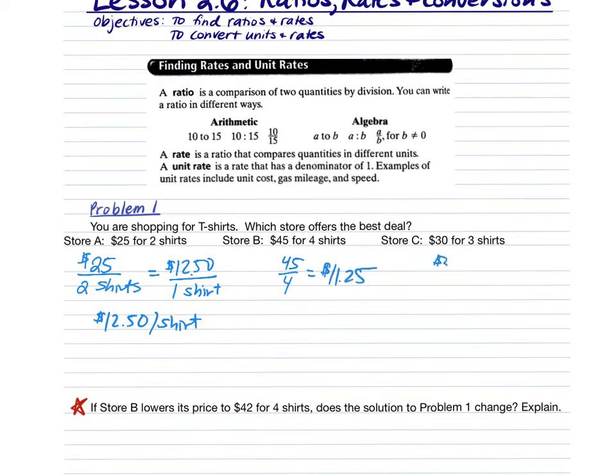And then this one is 30 for 3, which means each one is going to be 10. And then let's look and see which is the smallest, or the lowest price, it's going to be this $10 per shirt. So maybe we'll get shirts at store C. So this is the best deal.